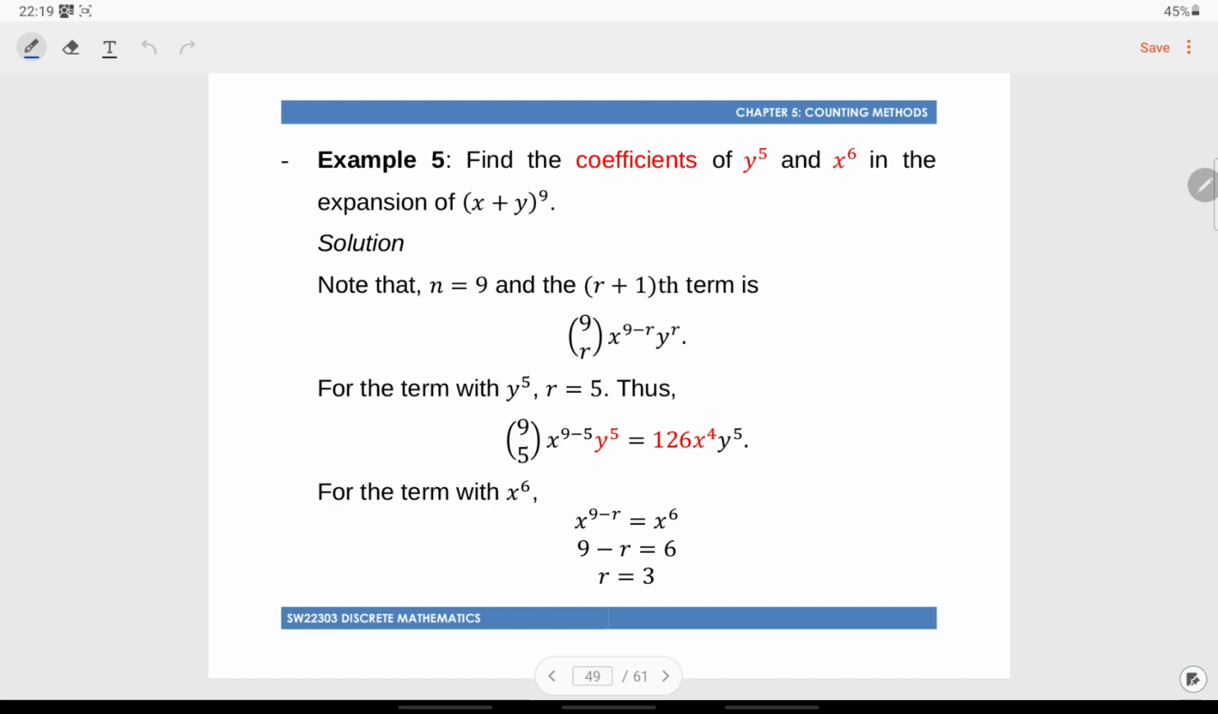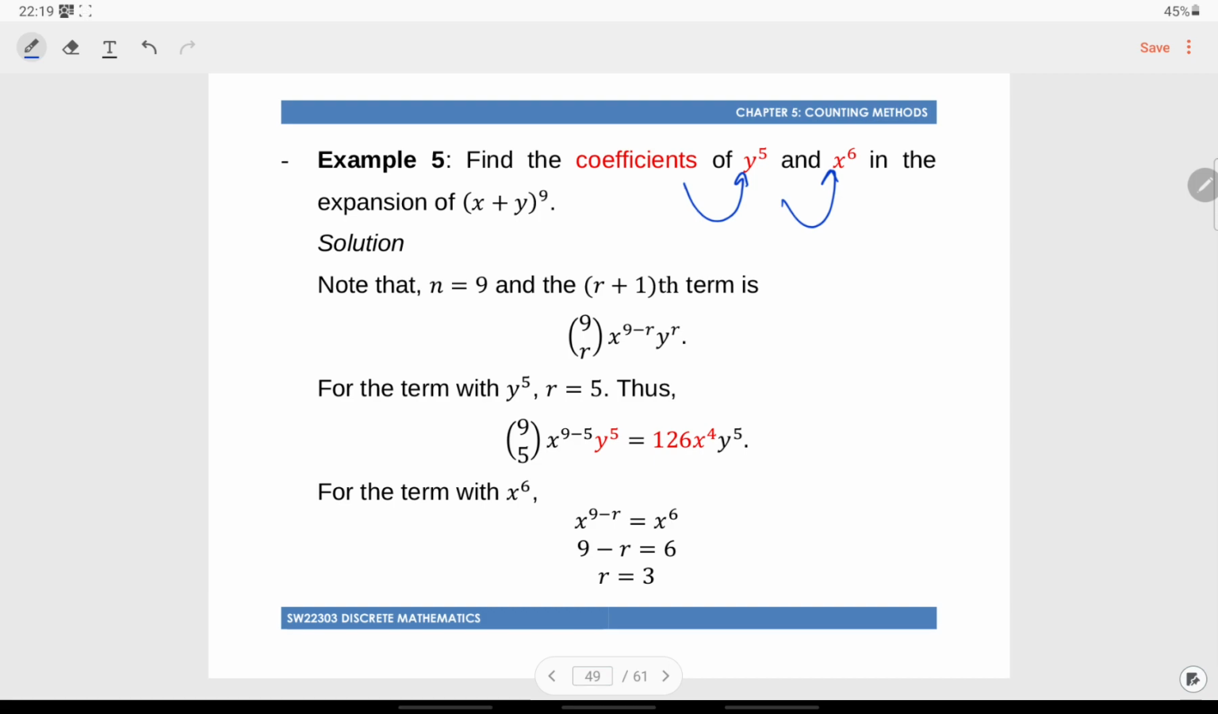Okay, in the previous example, the question asks you to find the third and sixth term. In this example, the question asks you to identify the coefficient of y^5 and x^6 in the expansion of (x + y) to the power of 9. To answer this question, we have to find the coefficients that are combined with the term y to the power of 5 and also with the term x to the power of 6.